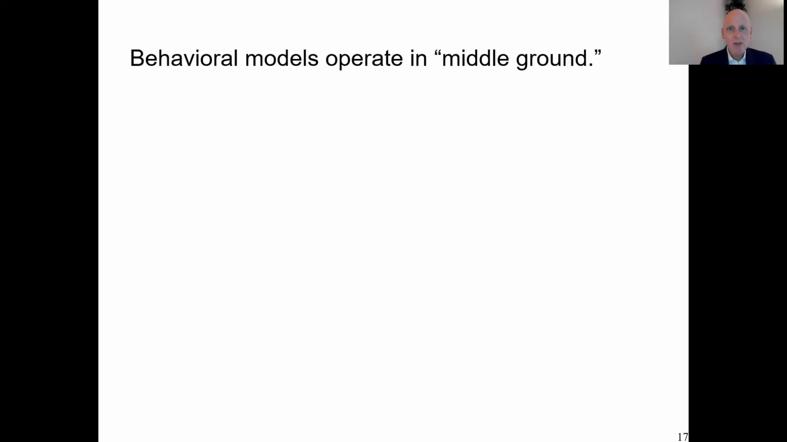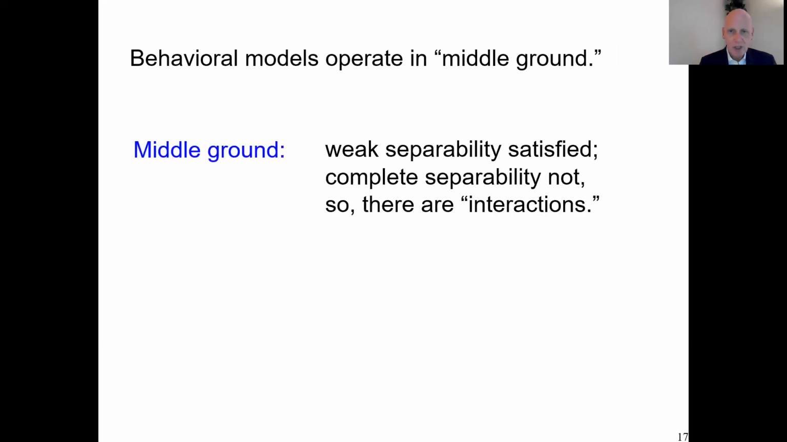Now, behavioral models typically operate in what I call the middle ground. I will explain what it means. In words, it means that usually weak separability, such a weak condition, we want to keep, like monotonicity and stochastic dominance, that we want to maintain, but complete separability is given up. Usually behavioral models allow all kinds of interaction between the attributes, and that's why they generalize the classical models, allowing for particular kinds of interactions.